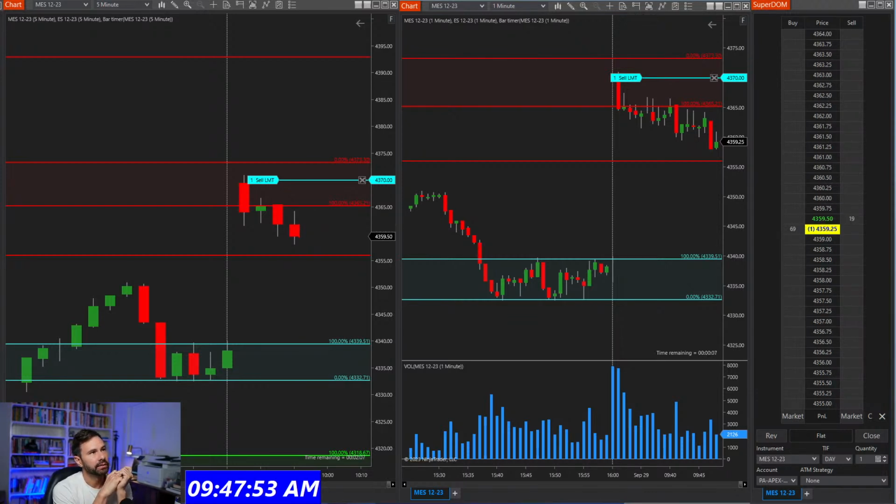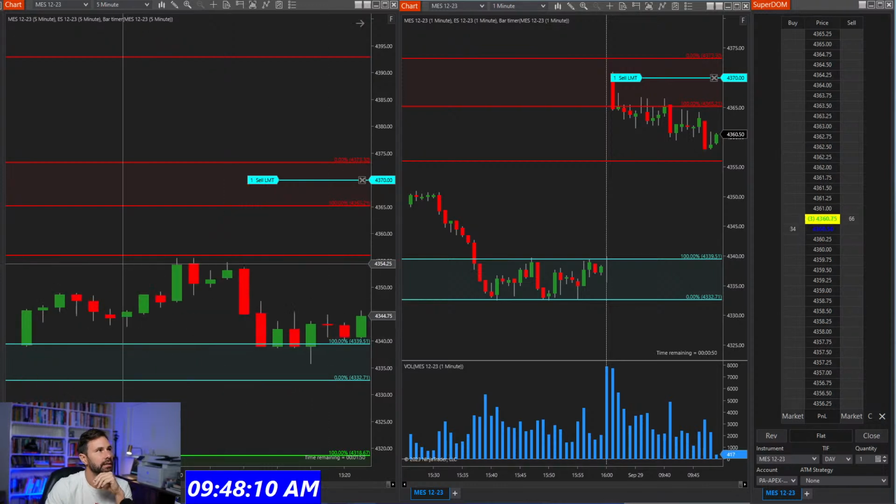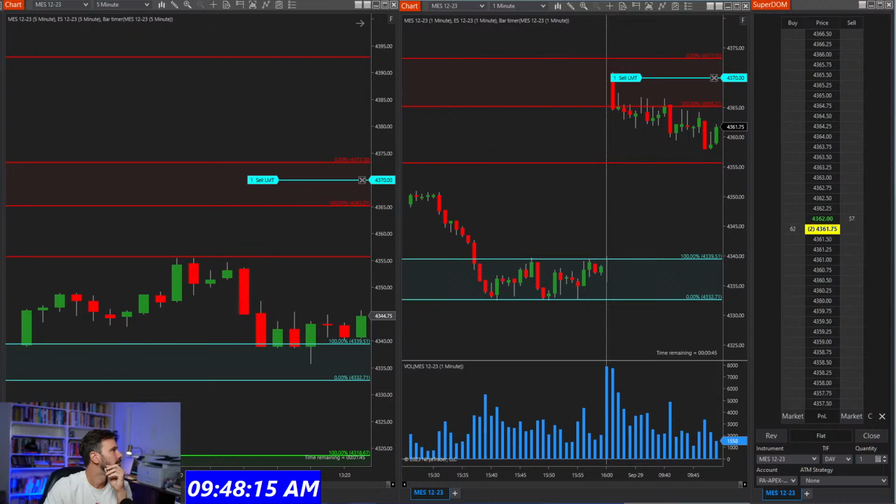Realistically, I think 4340 is not crazy if we go down to four. For today, yeah. Probably 55 is going to cause some resistance. 55 is yesterday's trading session high, so it's probably going to work as resistance.